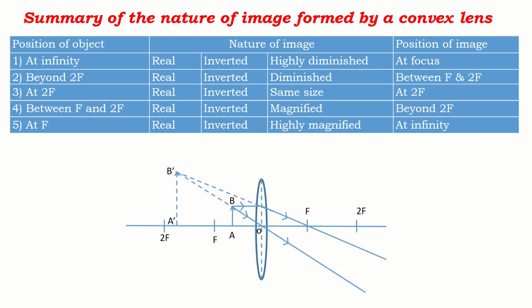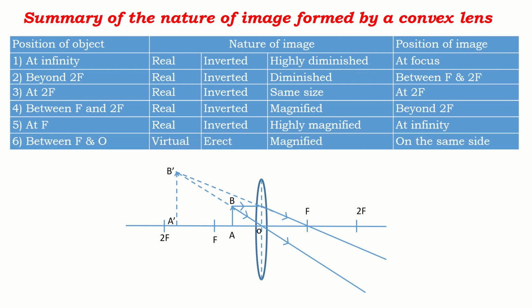And the last condition was when the object lies between the optical center and focus, then this is a very different case. At this time the image was found virtual, it was erect, magnified and on the same side of the object. Look at this 1, 2, 3, 4 and 5. These 5 conditions. In these 5 conditions, the image was found real, and a real image is normally inverted, but when the object comes closer and closer to the lens, what is found? The image moves away from the lens.